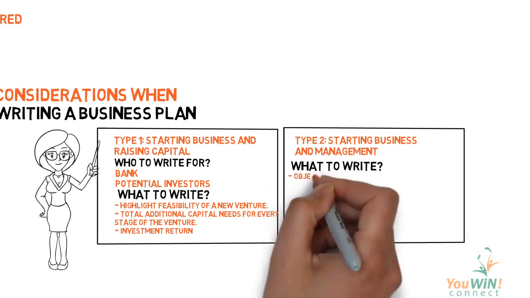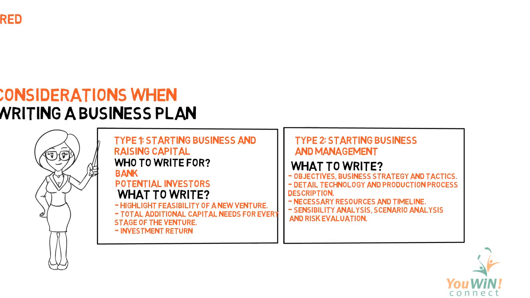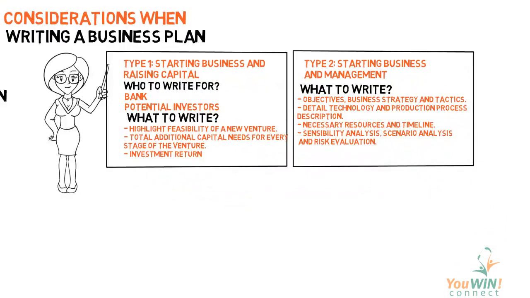So in this, you show the objectives, business strategy, and the taxes. Of course, you will give detailed technology and production process and the description of the production process when you're writing this. You write the necessary resources and the timelines that you need. And of course, in the financial plan, you will show the risk evaluation. You will also show scenario analysis and paint the best case, worst case, and realistic scenarios when you are considering the financial aspects of this venture.